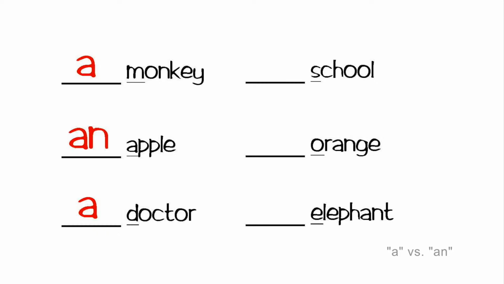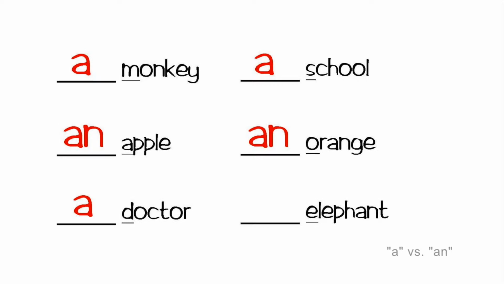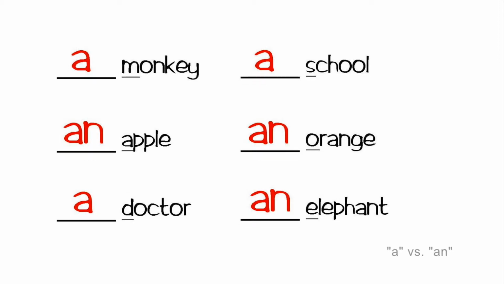Then we have school, which also begins with a consonant, S, so we would use a school. Next we have orange, which begins with a vowel, the letter O, so we would use an orange. And then lastly we have elephant, which also begins with a vowel, so we would use an elephant.